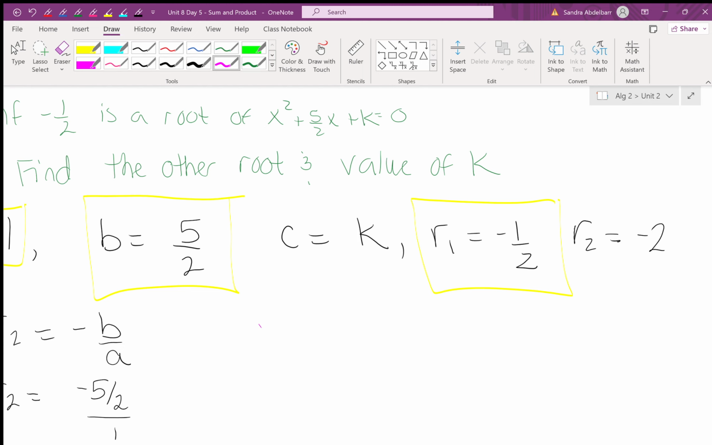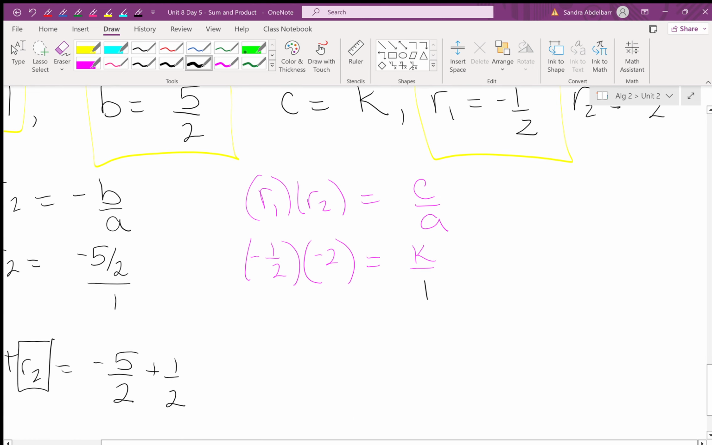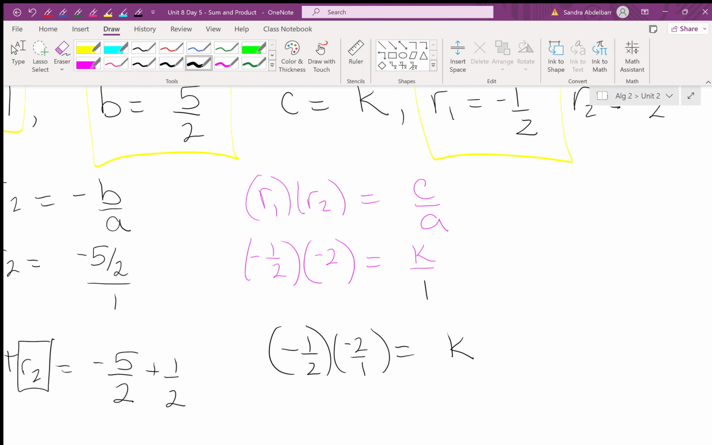So now we're going to use the product of the roots. Root 1 times root 2 equals c over a. Well, our root 1 is negative a half. Our root 2 is negative 2. And that's going to equal k over a. But what's our a? 1. So it's just k. So we have negative a half times negative 2 equals k. When you multiply fractions, you're allowed to cross cancel. So negative 2 goes into negative 2 negative 1 times. Negative 1 times a negative 1 is a positive 1. You good? Yeah. All right.